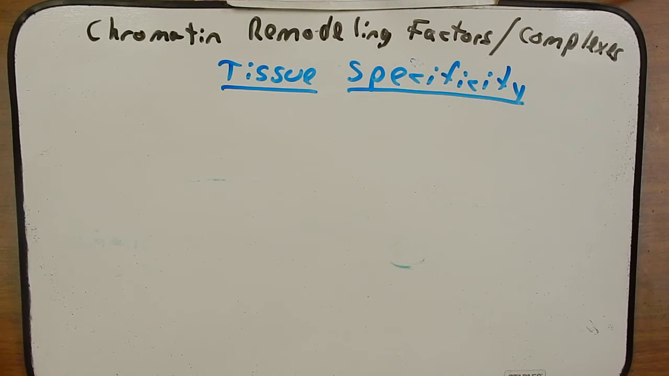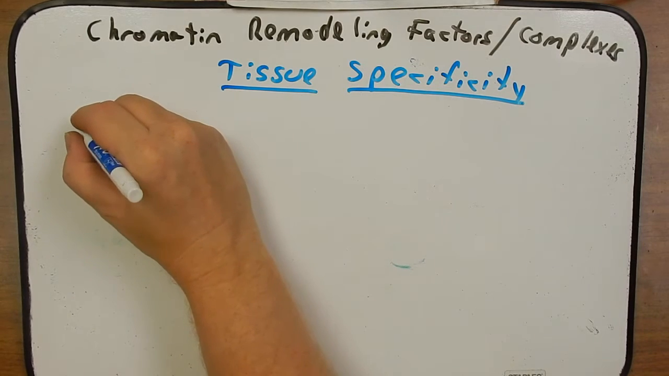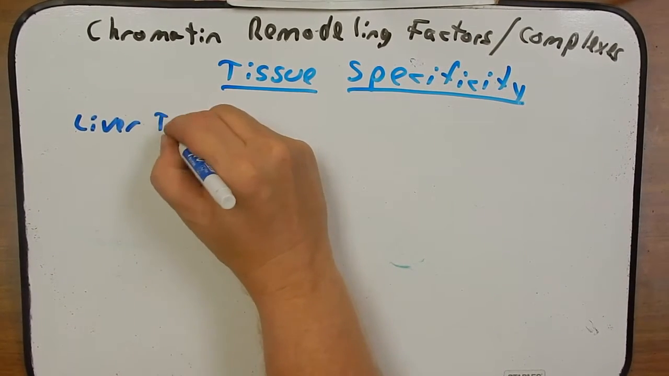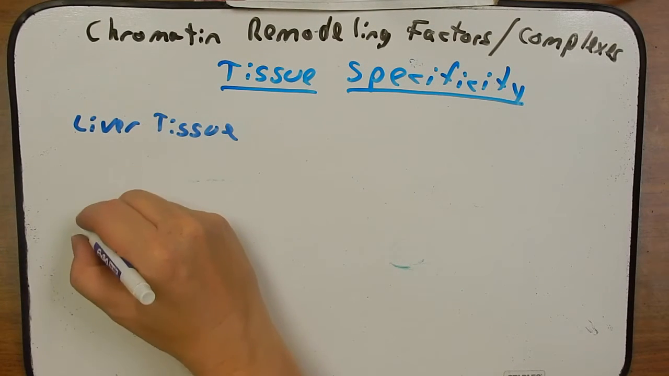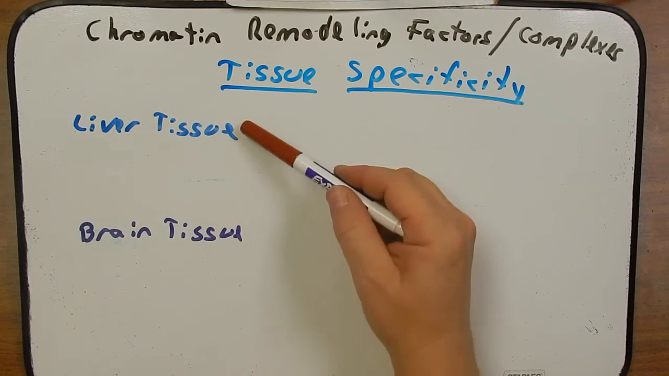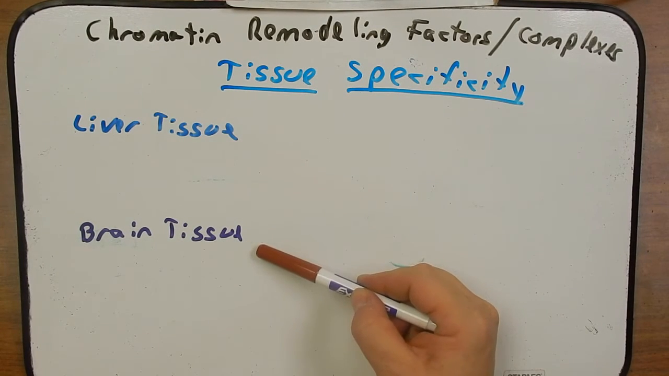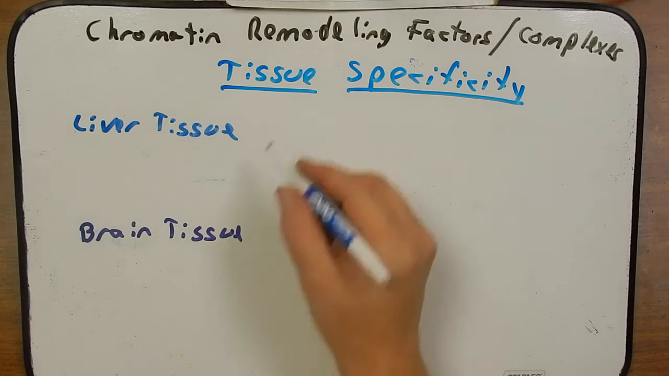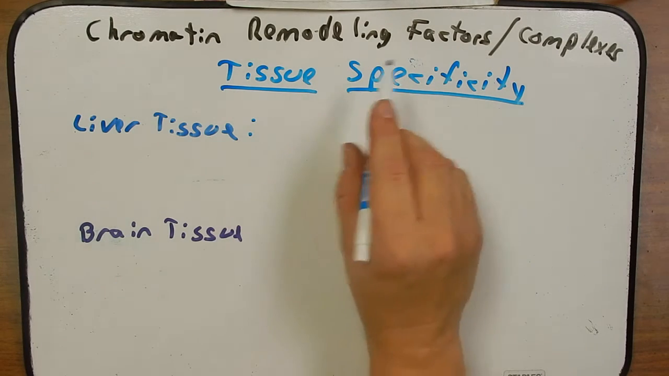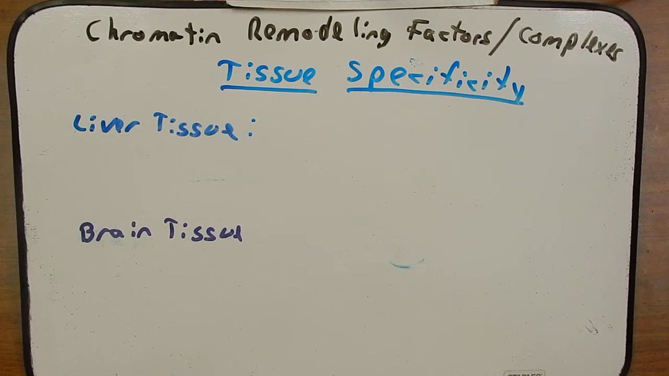For instance, if we pick two tissue types, let's say you have liver tissue, and then let's say the other sample is brain tissue. There's a certain set of genes that are turned on in the liver that aren't turned on in the brain, and vice versa. These chromatin remodeling factors play a critical role in deciding which genes get turned on or off. So it's not surprising that some of the subunits on those large chromatin remodeling factors play a role in tissue specificity.